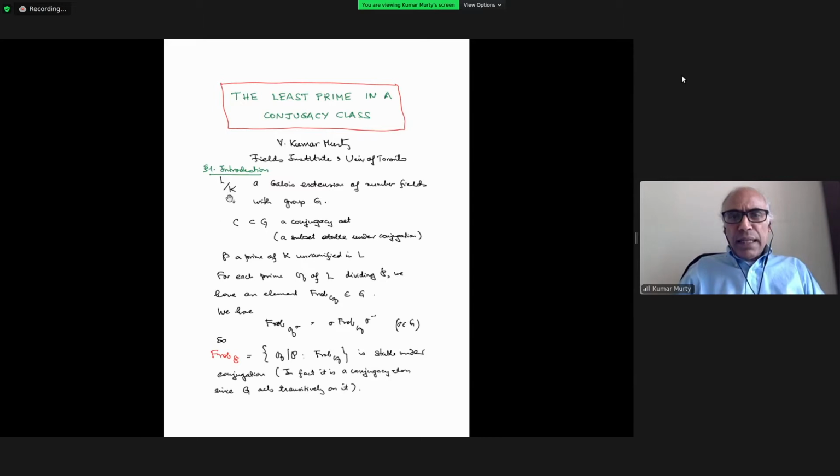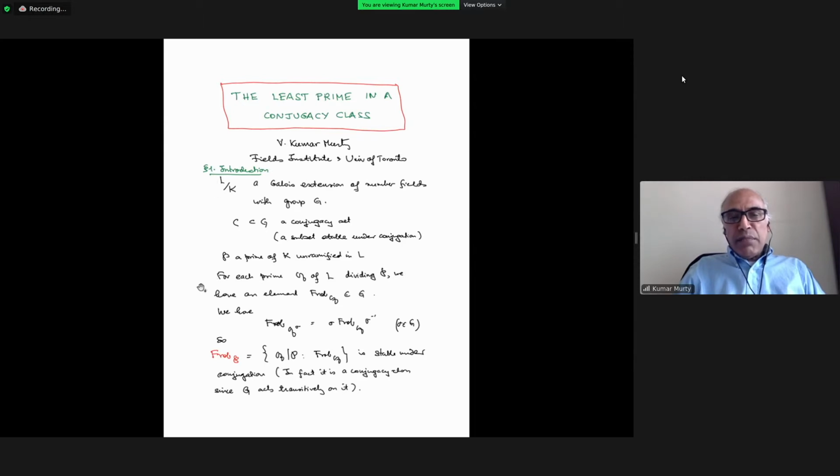So I have a Galois extension of number fields, L over K, and let's say the Galois group is G. And you take a conjugacy set, that just means a subset of the group which is stable under conjugation, or another way of saying it is it's a union of conjugacy classes. Then you take a prime of the base field, K, which is unramified in the top field. So it'll factor in some way.